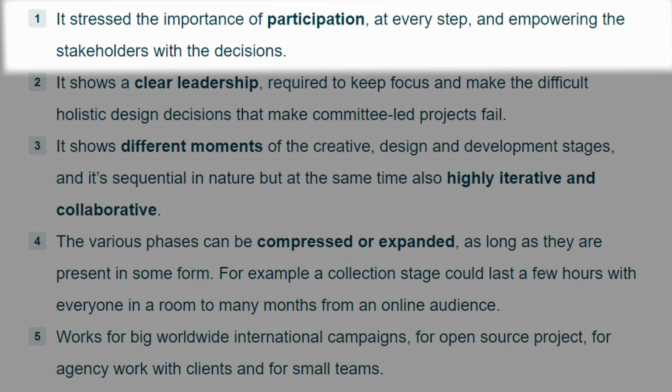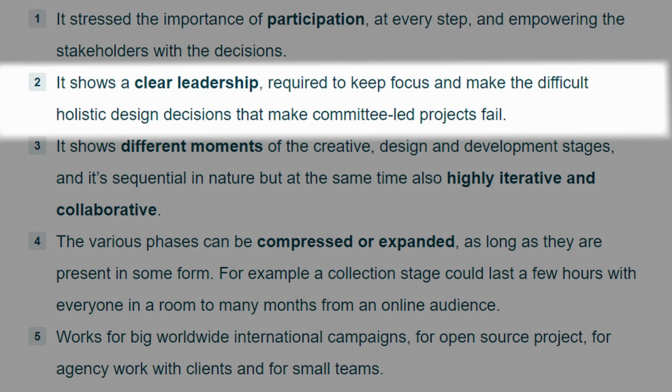1, it stresses the importance of participation at every step and empowering the stakeholders with the decisions. 2, it shows a clear leadership required to keep focus and make the difficult holistic design decisions that make committee-led projects fail.